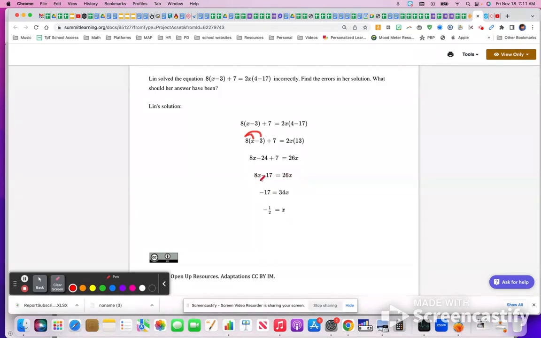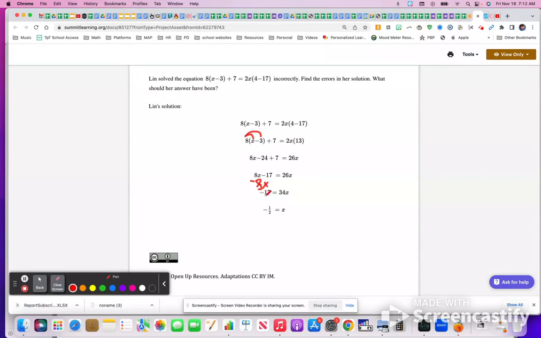And then I think she should have subtracted 8x. But if you're going to subtract 8x from both sides, will you come up with positive 34x there? That seems like another problem. What did she do wrong there?